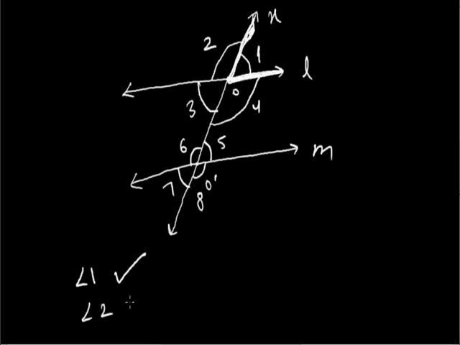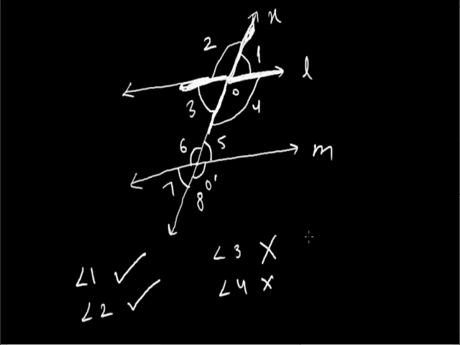Similarly, you can verify for angle 2, it also does not require the common portion or the line segment of the transversal X which is lying between the two lines L and M. So angle 2 is also an exterior angle. Now for angle 3, we see that one of its arms is the portion of line segment OO dash which is lying between the two lines L and M. That's why angle 3 is not an exterior angle. Similarly, angle 4 is also not an exterior angle.